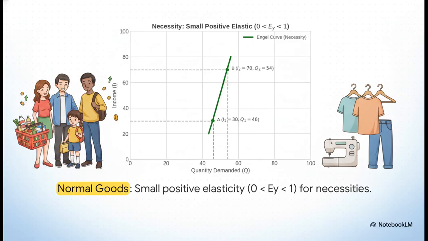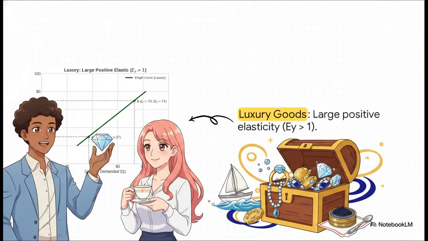Families always need to eat, so even if they get a huge promotion at work, they don't drastically surge the physical volume of their grocery purchases. Contrast that with this flatter curve, which represents a large positive elasticity, so greater than 1.